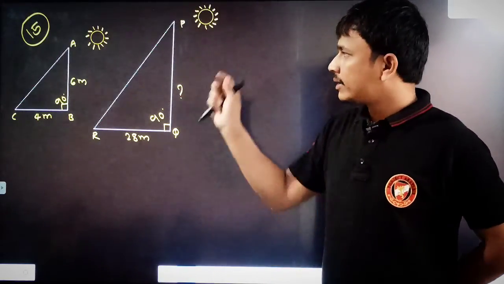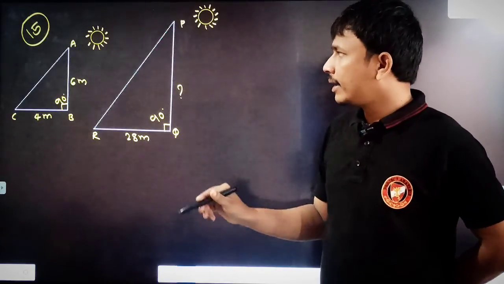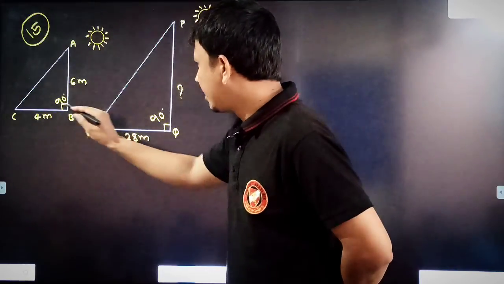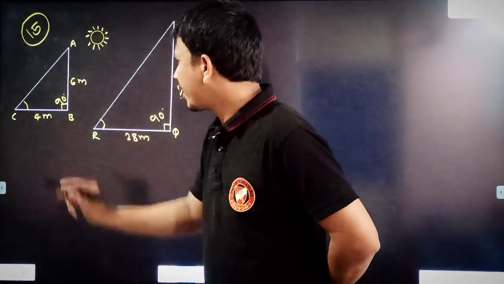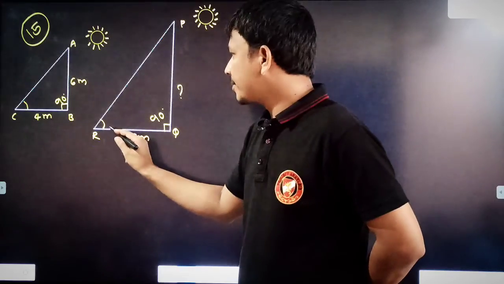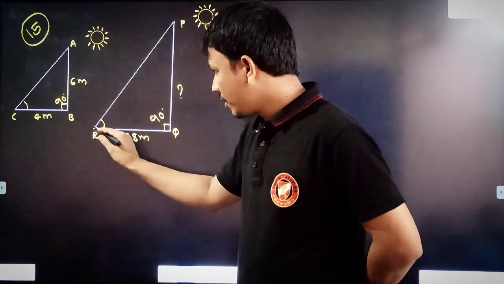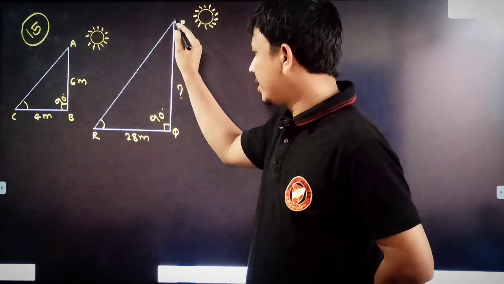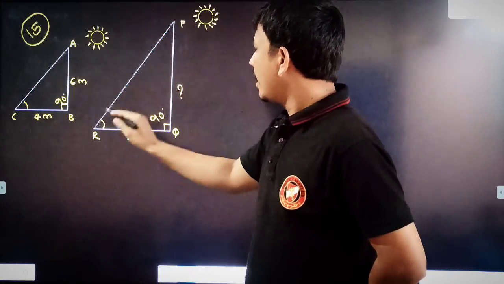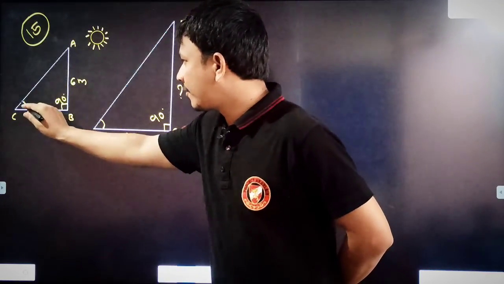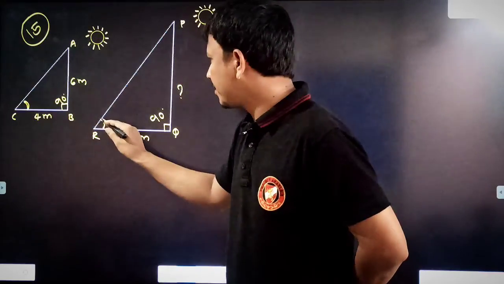We know that at the same time the angle produced by the shadow and the tip of the tower or vertical pole is equal. The angles produced by the shadow and the line joining the points R and P, C and B, are making an equal angle at the same time.